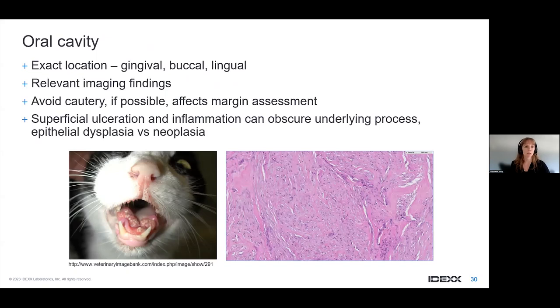We also would like to know the exact location. So if you just say oral cavity, that's good. But if you say gingival mucosa or lingual or fauces, that's obviously much better. And there are definitely a lot of cases where we encourage you to do diagnostic imaging to better assess the invasiveness of a mass, because especially in the oral cavity, you might be aware of the so-called histologically low-grade, clinically high-grade fibrosarcoma in Labrador retrievers and golden retrievers, some other breeds as well.